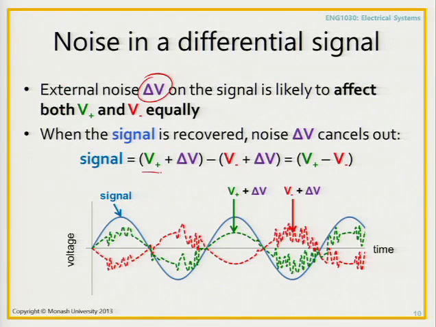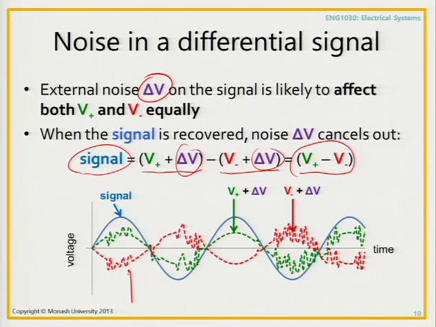So here's the signal V plus with noise added to it, and here's the signal V minus with noise added to it. Then when I try to recover the signal using my original equation, which is to subtract V minus from V plus, well then this delta V cancels out on both sides, right? So you're left with V plus subtract V minus.